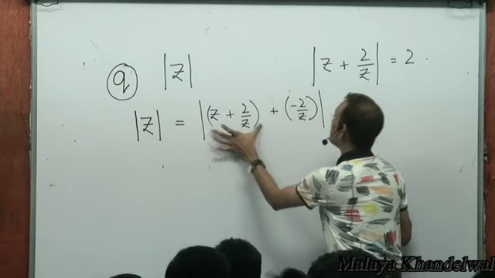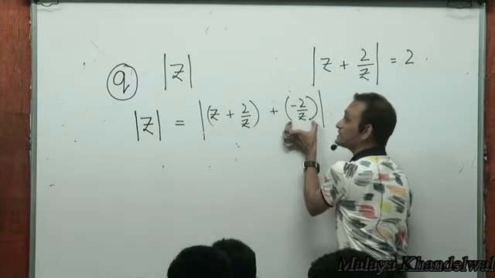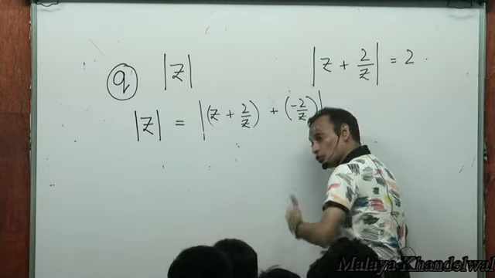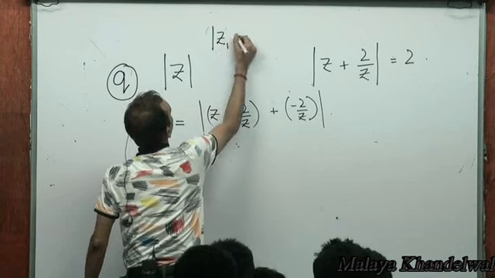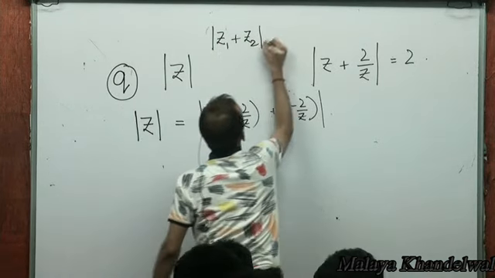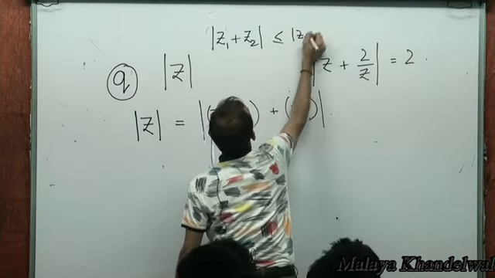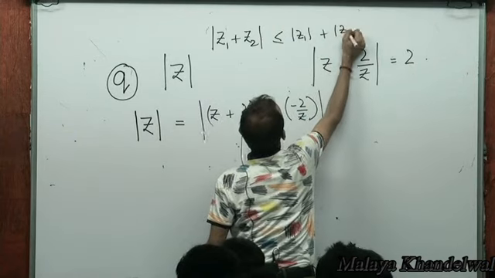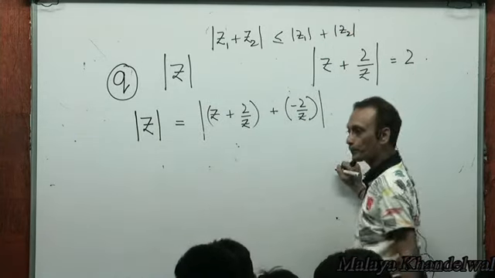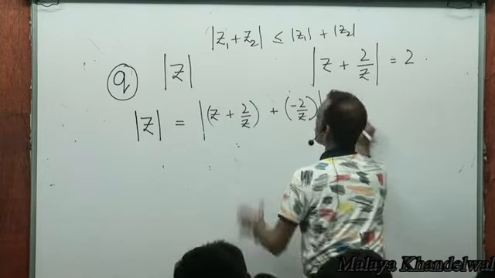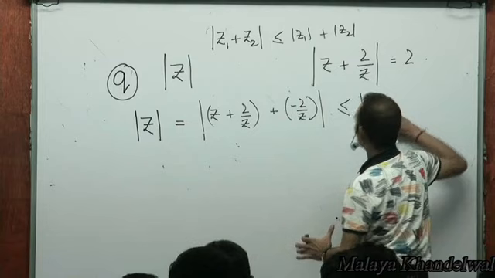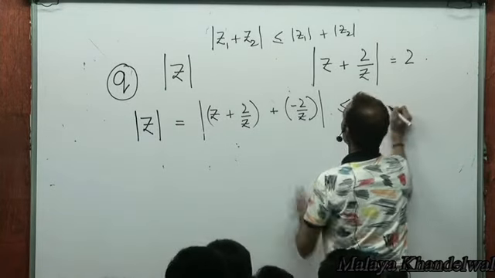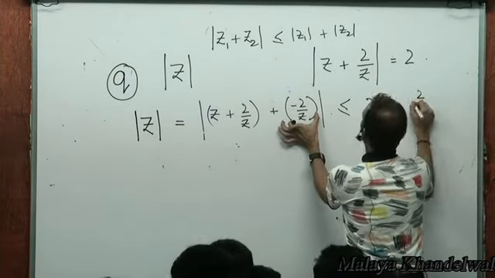This is z1, z2. Mod of z1 plus z2 will be less than or equal to mod z1 plus mod z2, right? The triangle inequality. So this will be less than or equal to mod of this. Mod of this is actually 2, and mod of this is 2 by mod z.